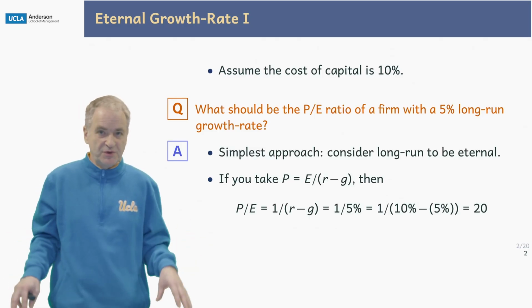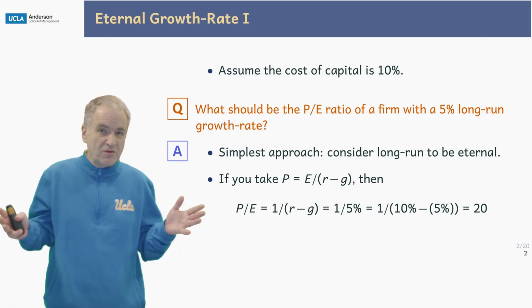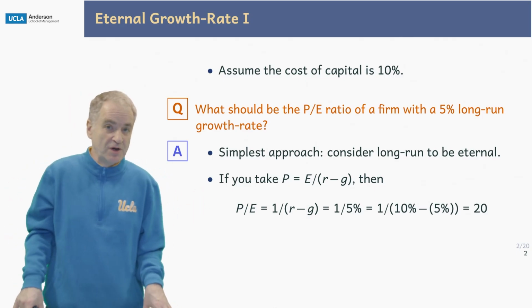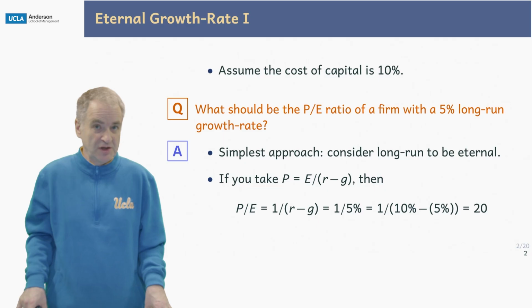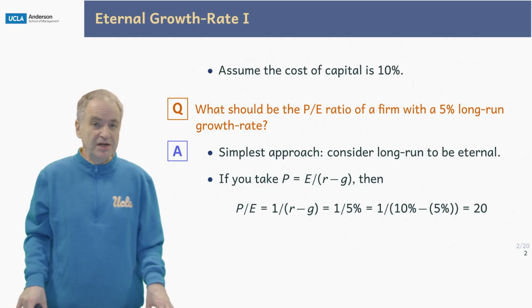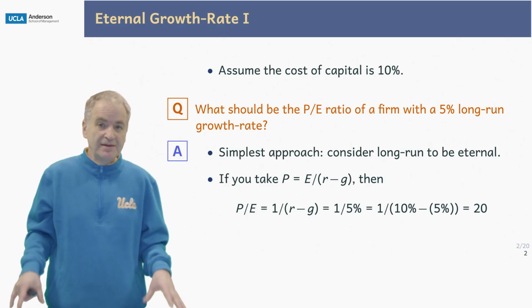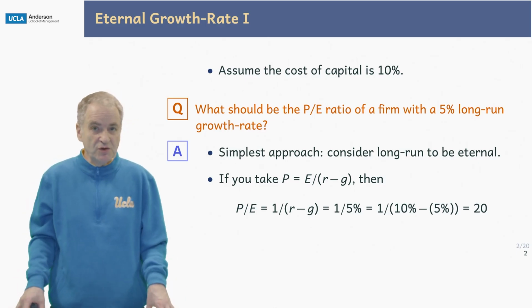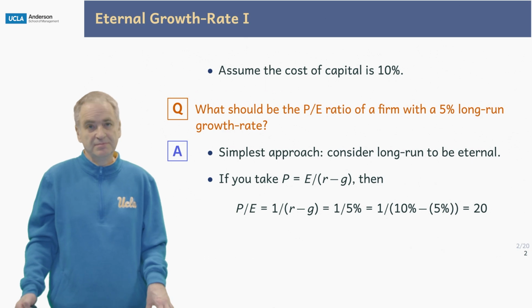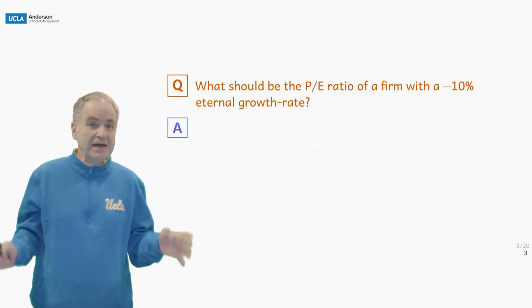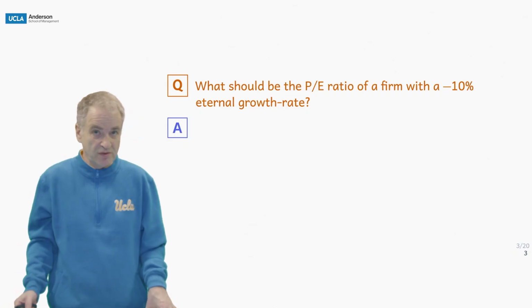Well, the simplest approach is consider the long run to be eternal. We're going to take the formula that we've used before, which is the growing perpetuity formula, which is right here. P equals E divided by R minus G. So move the E over to the other side, and that tells you that the PE ratio should be about 20.